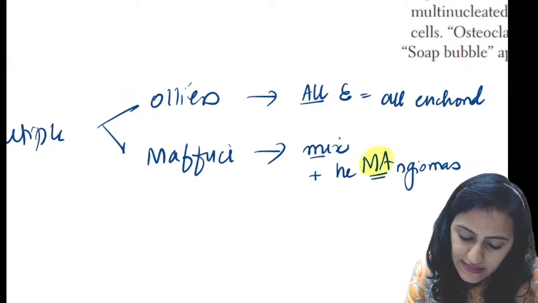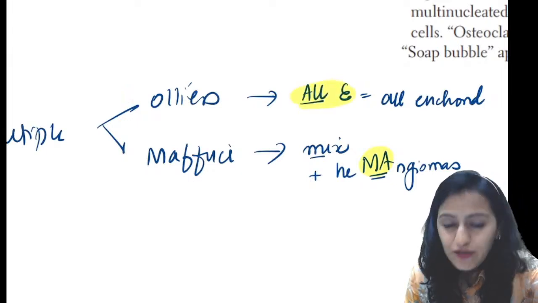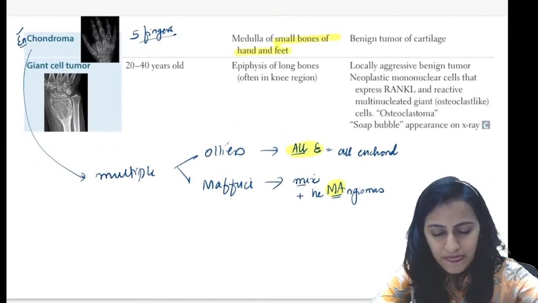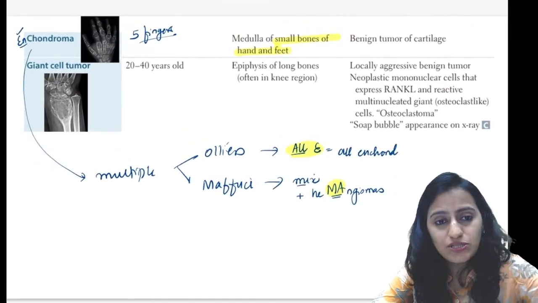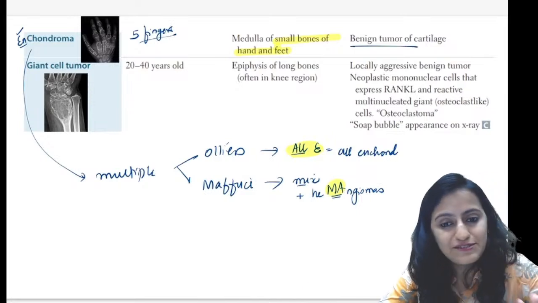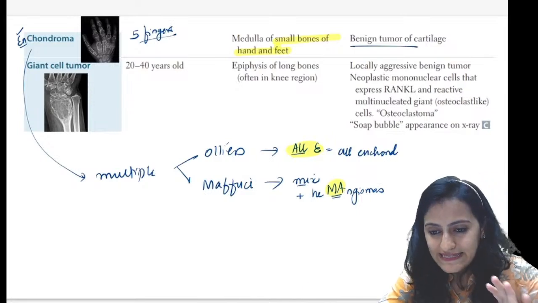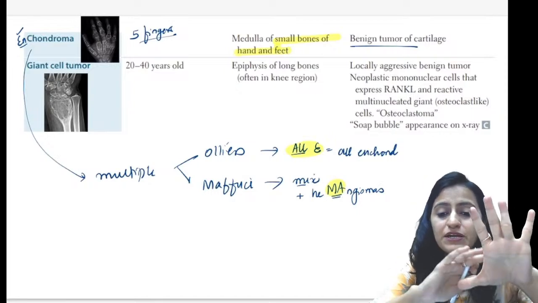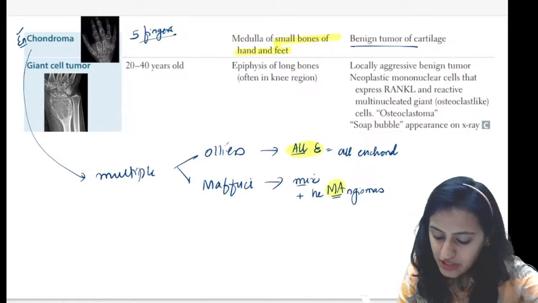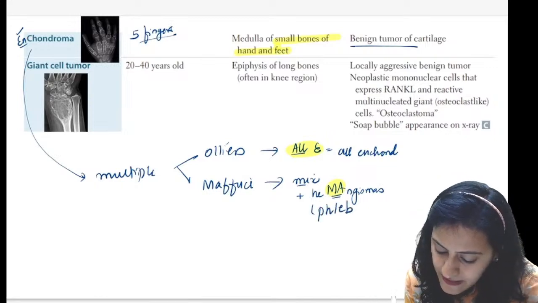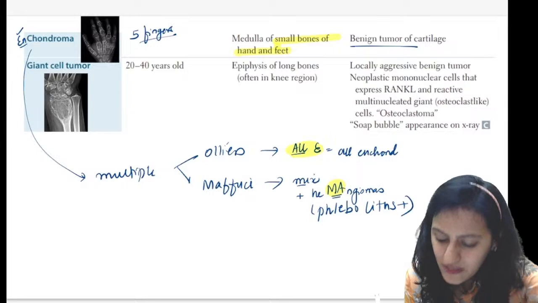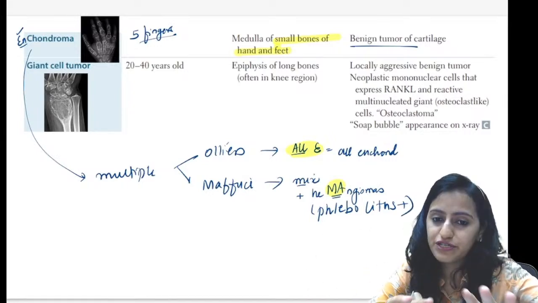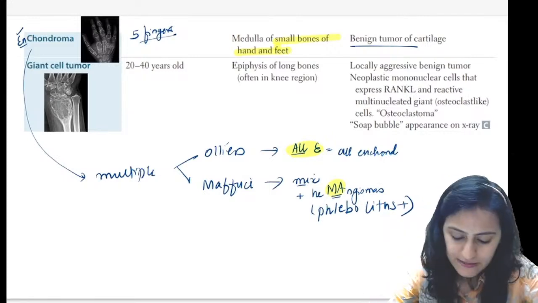So, Ollier's is all E, that is all enchondromas. Maffucci's is enchondromas plus hemangiomas. Okay. So this is a benign tumor of the cartilage, that is enchondroma. Yes, absolutely right, Chandni. The hemangiomas, how will you identify on X-ray is, you will see the soft tissue calcification that basically represents the phleboliths. Okay, phleboliths will be seen. Liths means stones, like calcification will be seen in the soft tissue. That is how you'll identify hemangiomas.